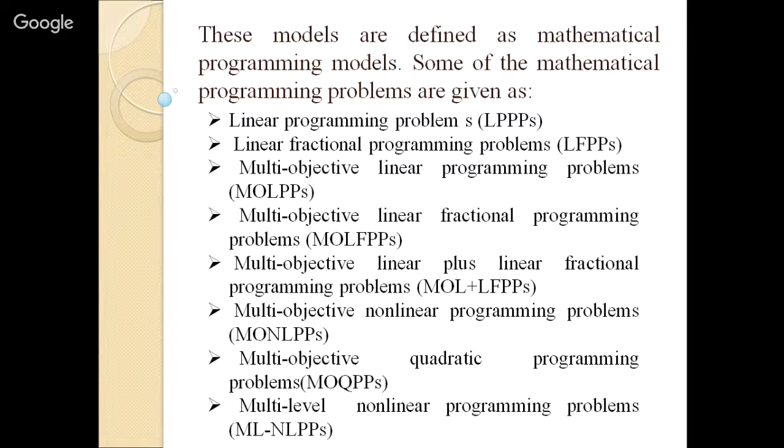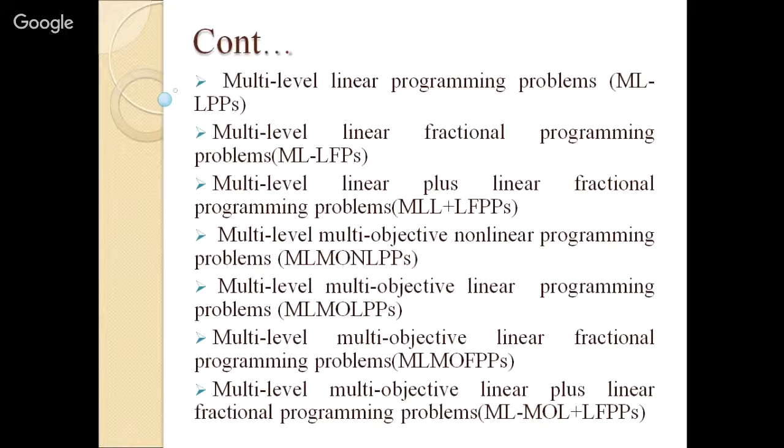So there are so many different types of programming problems. We will restrict ourselves to multi-objective only. We will not describe the bi-level and multi-level programming problems. Further, even multi-level programming problems can be classified in different ways. For example, multi-level linear programming problems, where there are more than one level, but all the objective functions are linear and their constraints are also linear. So this is called a multi-level linear programming problem.